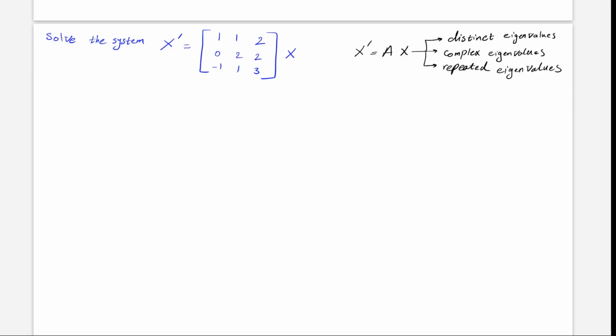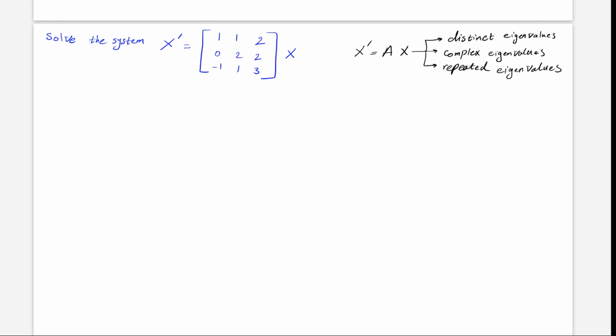Hello everyone. In this video, we're going to talk about solving the first order ordinary constant coefficient system of differential equations. First, we will take a look at distinct eigenvalues, and then we can move on to discuss complex eigenvalues and repeated eigenvalues. So the simplest one is when we have distinct eigenvalues.